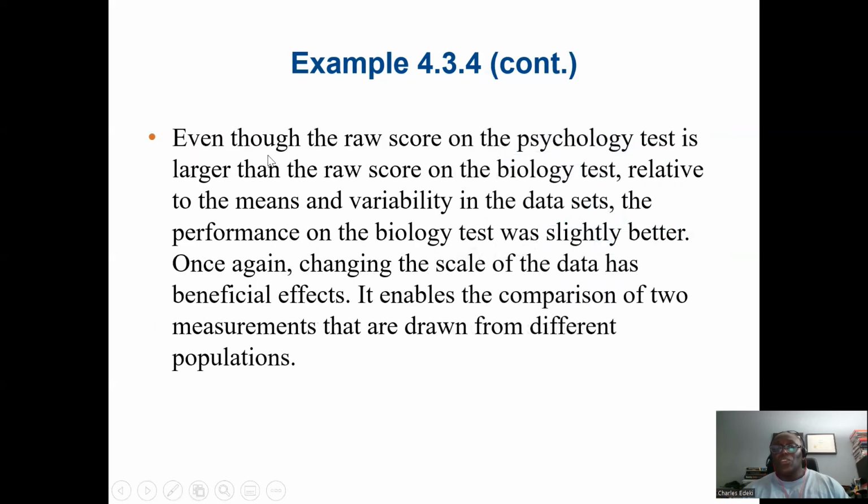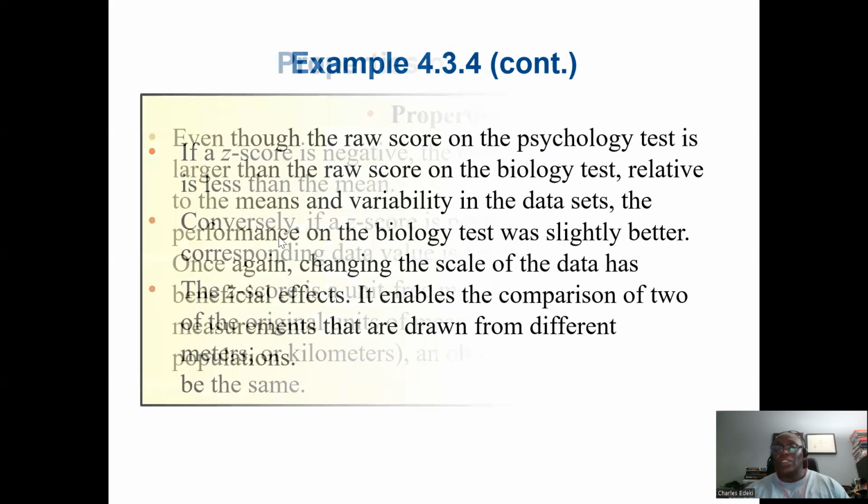So that's what we say here. Even though the raw score on the psychology test is larger than the raw score on the biology test, relative to the means and also the variability in the data set, the performance on the biology test was slightly better. Once again, changing the scale of the data has beneficial effects, and it also enables the comparison of two measurements that are drawn from different populations. So the z-score always tells us how well we do based on the average and the standard deviation of all the data sets.